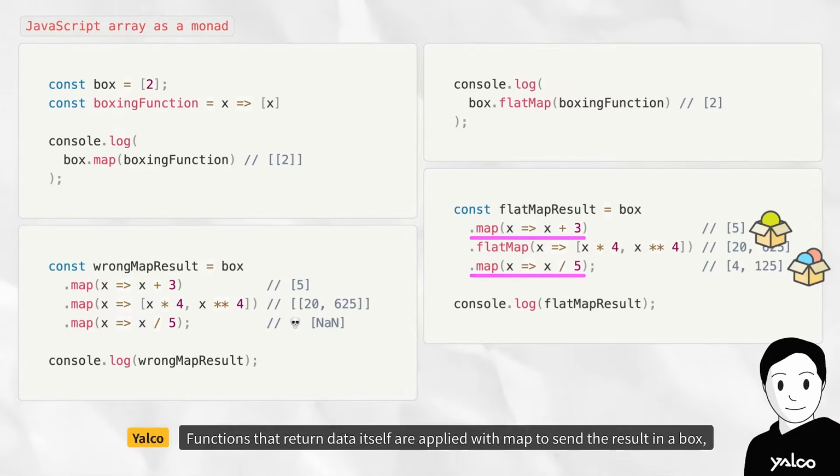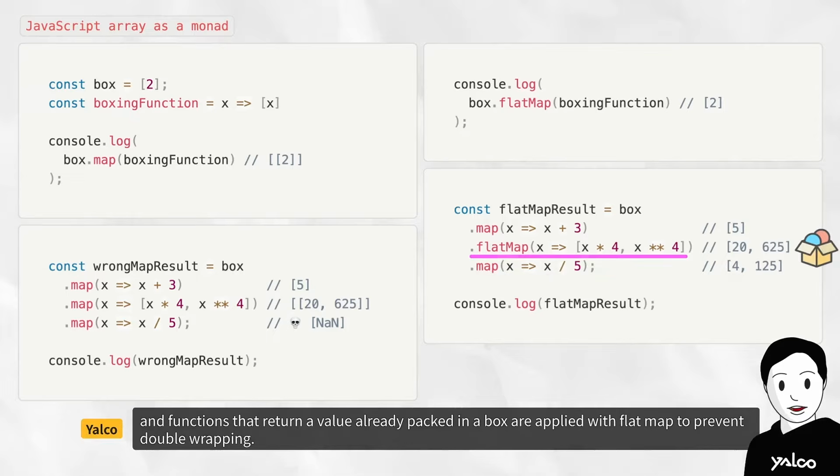Functions that return data itself are applied with map to send the result in a box, and functions that return a value already packed in a box are applied with FlatMap to prevent double wrapping.